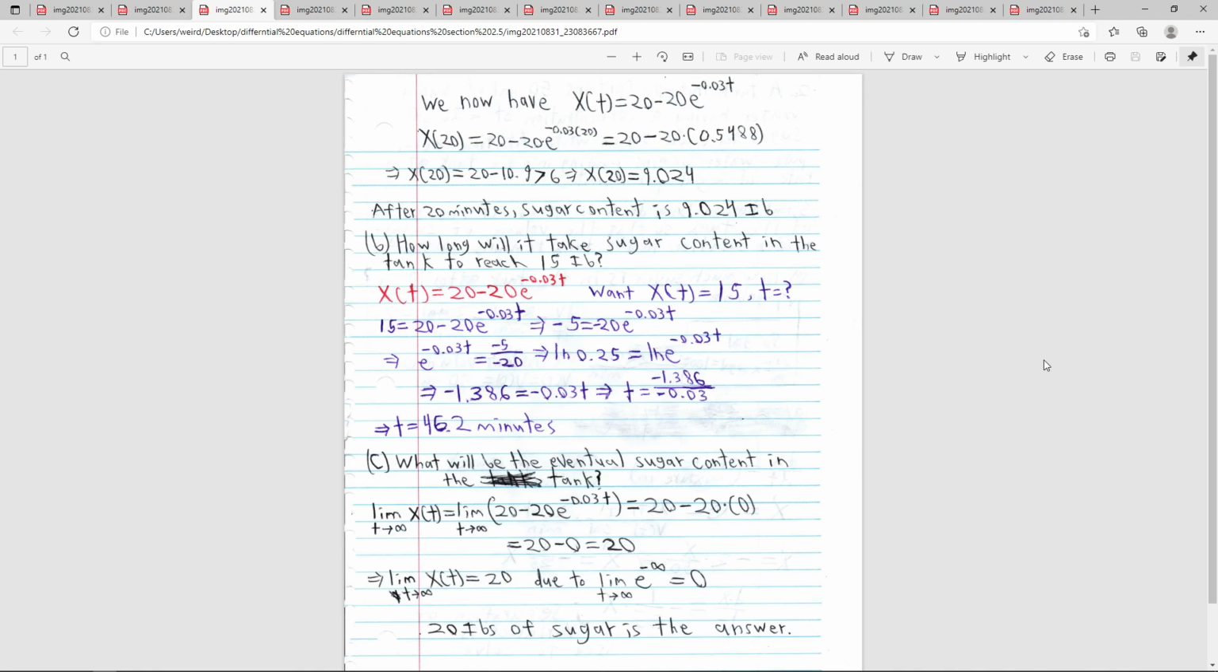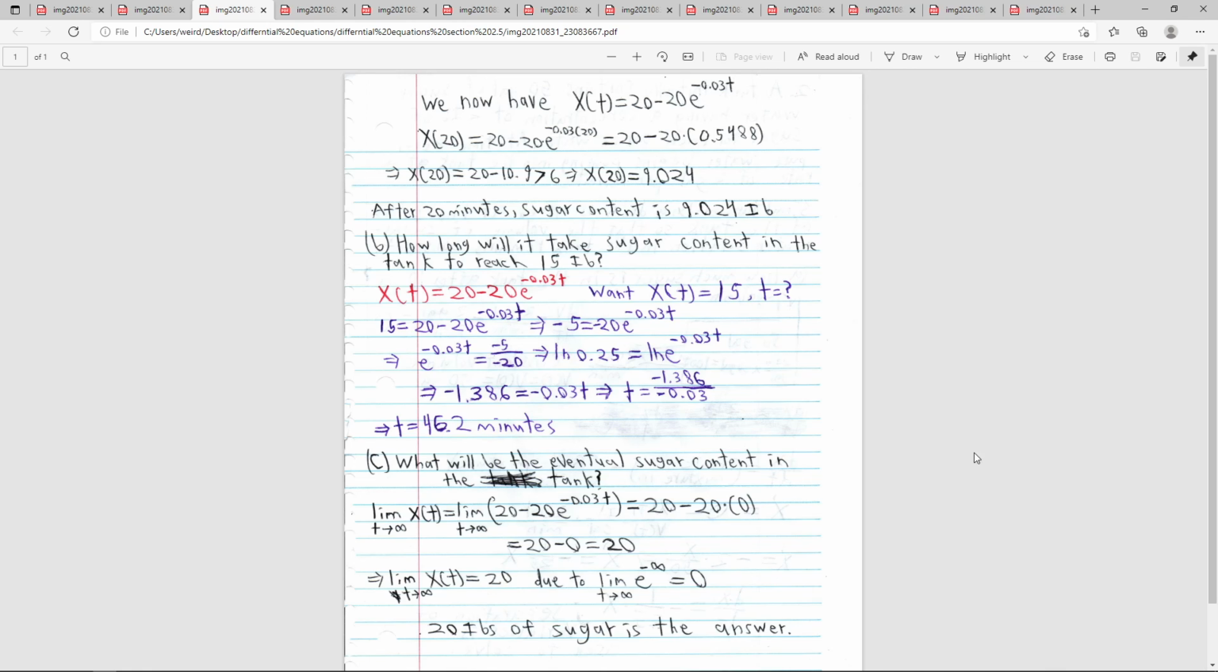How long will it take for the sugar content in the tank to reach 15 pounds? It's gradually increasing over time because we're adding sugar solution to the tank. So it'll just continuously increase to a certain point. Eventually, if we go to infinite time, which is part C, it'll reach a point where it won't increase anymore. But it's on an increasing path. It's not decreasing at all, as it's set up.